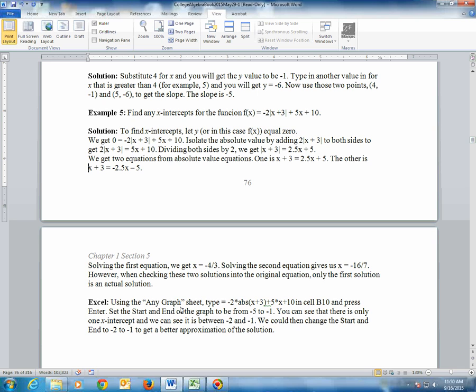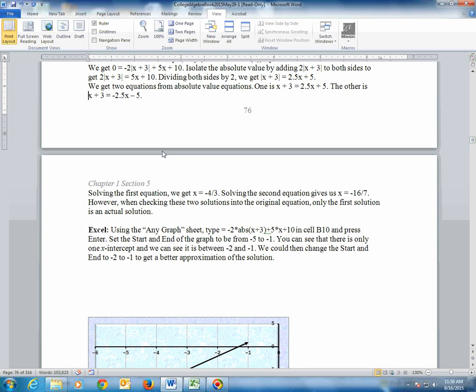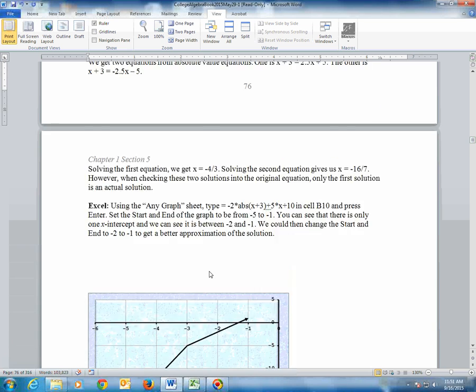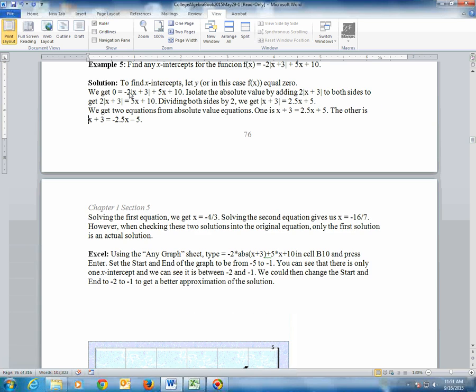You'd have to check it out. But what I'm going to do is check it on the Excel sheet. So I go to the AnyGraph sheet and I type in the equation after I have it set equals 0. So I would need to type in this part right here. See, here's the equation set equals 0, -2 times the absolute value of x plus 3, and so on.